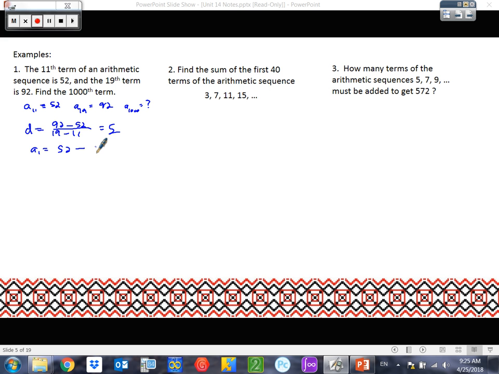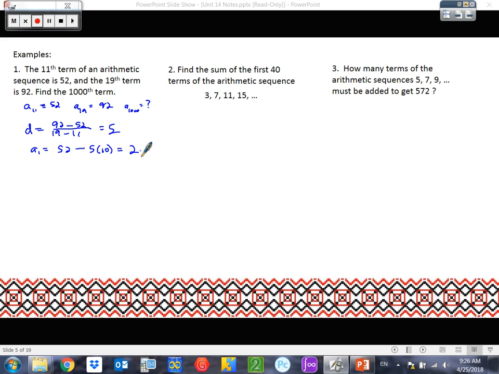Well, I take my common difference and I multiply it by the number of terms I want to get rid of, which is 10 of them. But I want to get down to the first one. So that's one way to find the first term, is by taking one of the term numbers, subtracting the common difference times however many terms we want to eliminate. In this case, we would get a 2.